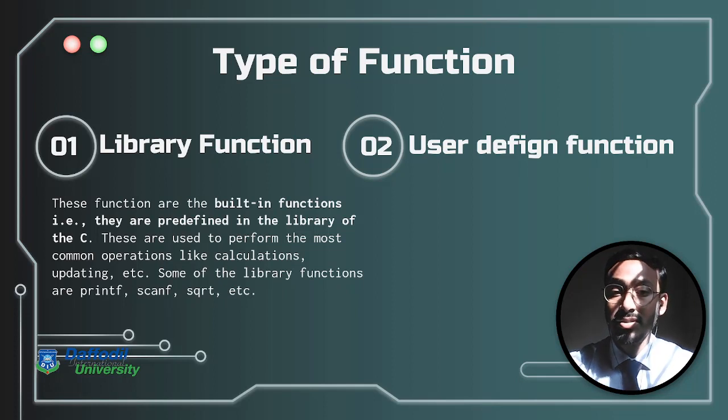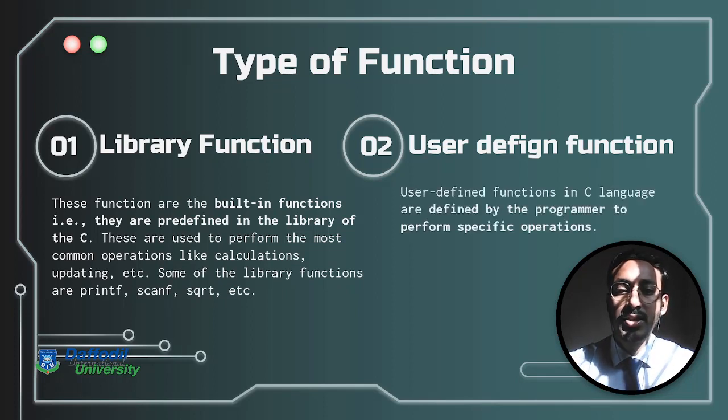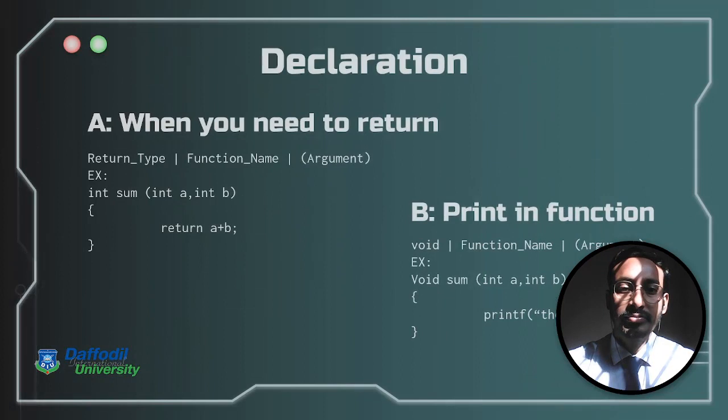And then what is user-defined function? User-defined functions in C language are defined by the programmers to perform a specific operation. How to declare the function? Declaration. When you need to return something in your program body, that time you use, first of all, the return type and then function name and then argument.